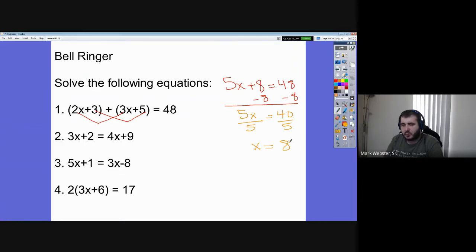And if we check our work, which is what we should be doing if we're not exactly sure, I got 8, and so I'm going to do, okay, what's 5 times 8 plus 8? Is that 48? 5 times 8 is 40, plus 8 is 48. I know that my answer was correct.